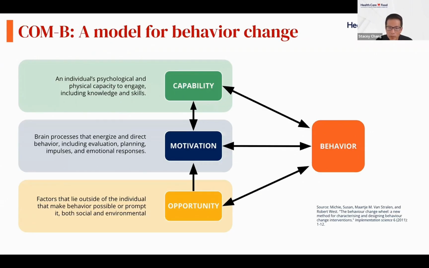The COM-B model, which provides a framework for understanding how behavior change arises from a combination of capability, opportunity, and motivation, describes how these three factors interact in order to enable an individual to change their behavior, and how interventions can be designed to increase any combinations of these factors to activate behavior change. In food as medicine, the influence of these three factors is quite evident.